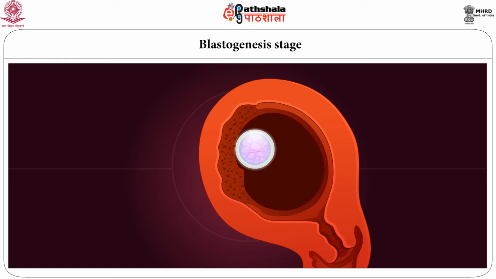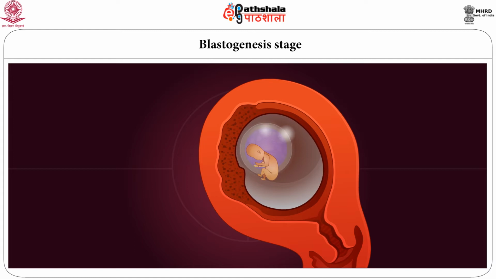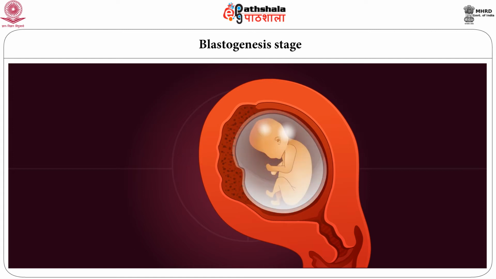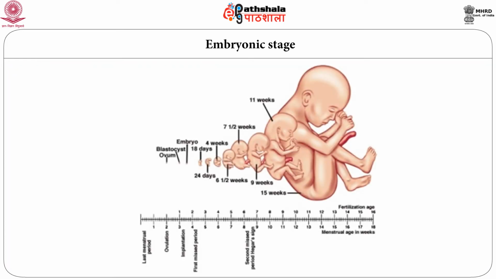The fertilized egg divides into cells that fold in on one another. An inner cell mass evolves, giving rise to the embryo, and an outer coat, the trophoblast, which becomes the placenta. This process is completed about 2 weeks after fertilization. The second one is the embryonic stage.